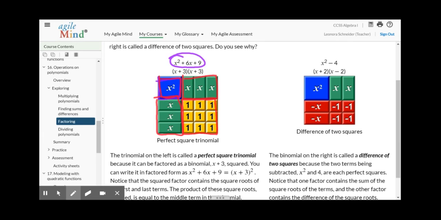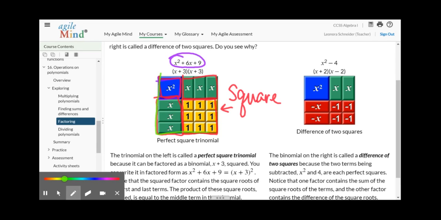Now, notice that the shape that they make is not just a rectangle, because remember, it's enough to factor by making a rectangle. It's not just a rectangle, it's a square, okay? And because we are making a square, this whole thing is a square. And because we are making a square, we call this a perfect square trinomial.